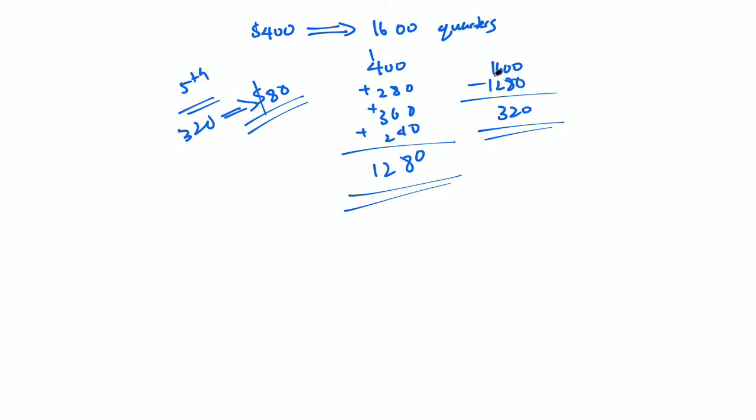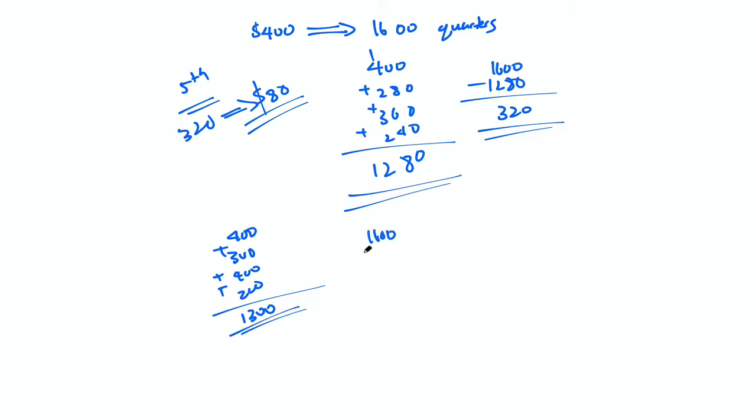Now, if you were to have estimated this instead, you would estimate the 400 as it is, the 280 to 300. So 280 is now 300, 360 is now 400, and 240 is now 200. So adding these numbers together, you end up getting 1,300.